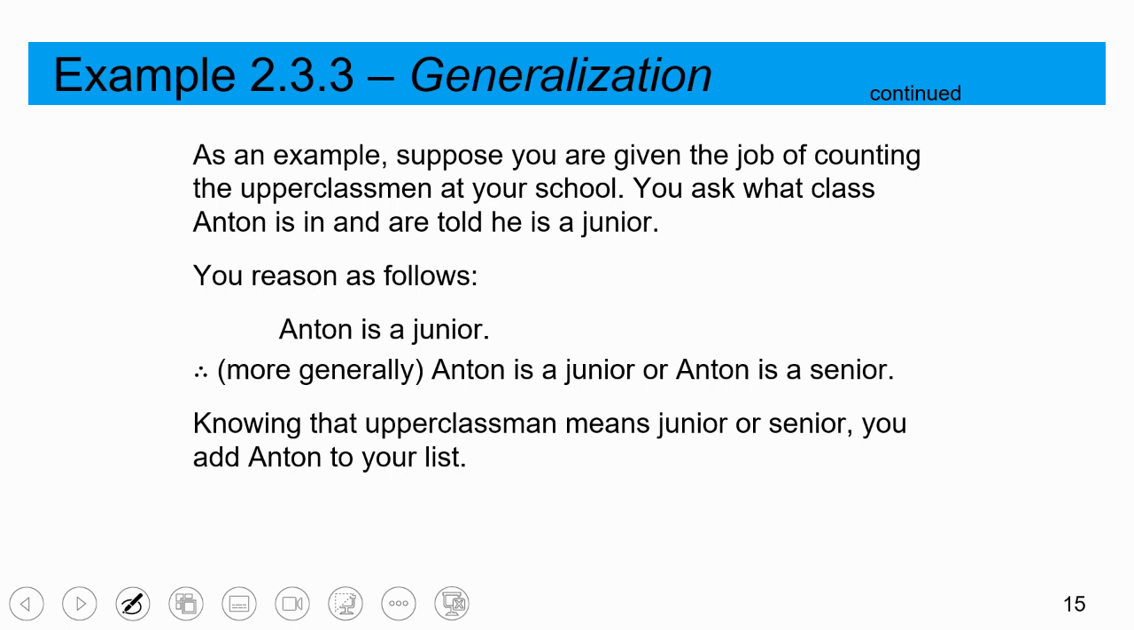As an example, suppose you're given the job of counting the upperclassmen at your school. You ask what class Anton is in and are told he is a junior. So here's your reason. Anton is a junior. That means that Anton is a junior or a senior. So knowing that upperclassman means junior or senior, you can conclude that Anton is an upperclassman.